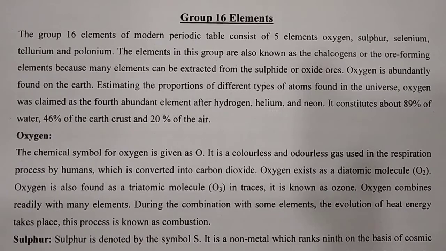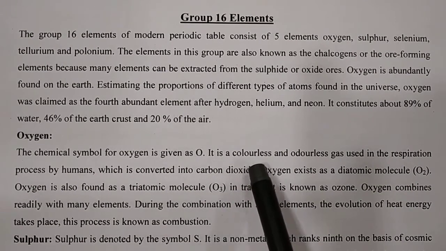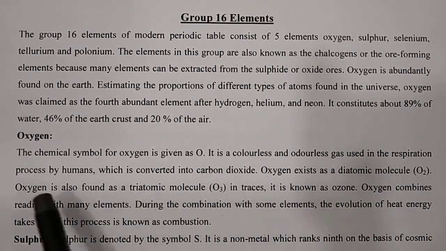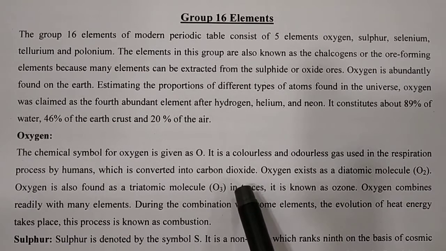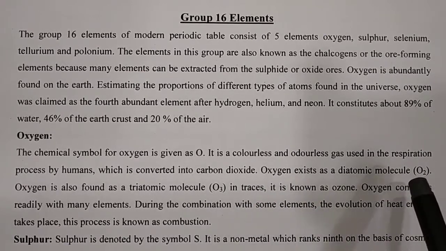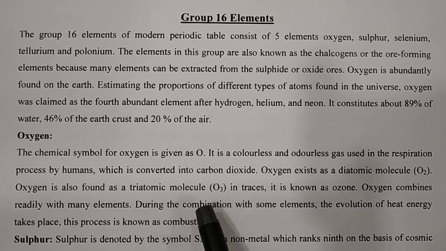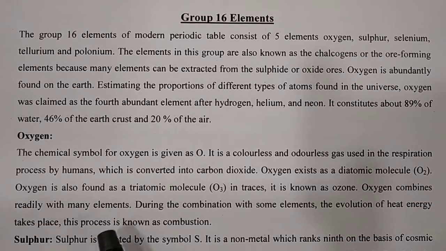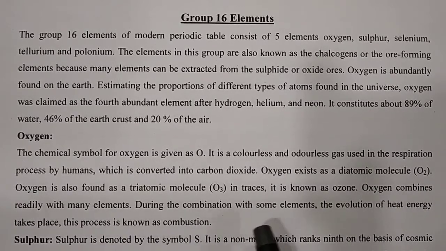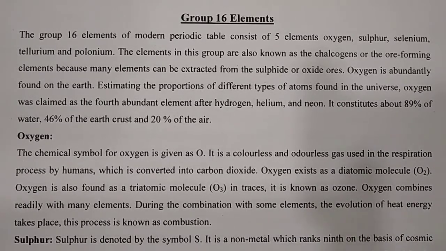First member is oxygen. The chemical symbol of oxygen is O. It is a colorless, odorless gas used in the respiration system by humans, which is converted into carbon dioxide. Oxygen exists as a diatomic species, that is O2. Oxygen is also found in a triatomic molecule, that is O3, in trace amounts. It is known as ozone. Oxygen combines readily with many elements. During the combination with some elements, evolution of heat takes place and the process is known as combustion. So this is a brief introduction about oxygen.